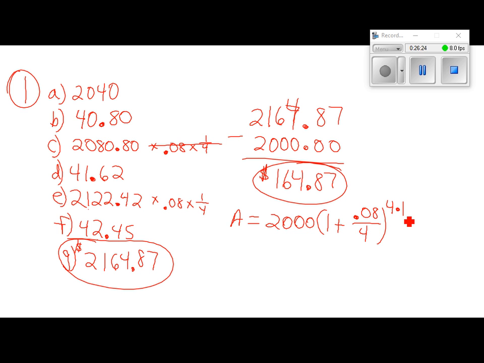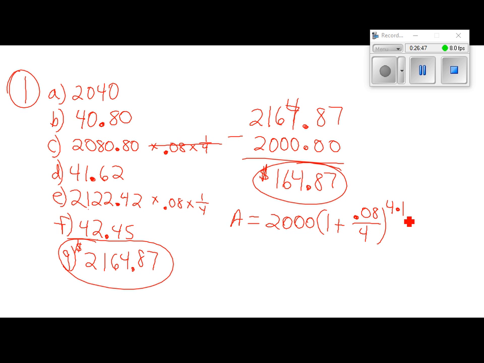Alright, so you guys are punching it in somehow? We're just doing 2,000, parentheses, 1 plus .08 divided by 4, parentheses, 4 times 1. Got that same answer, didn't I? Really close. I don't think this is right.